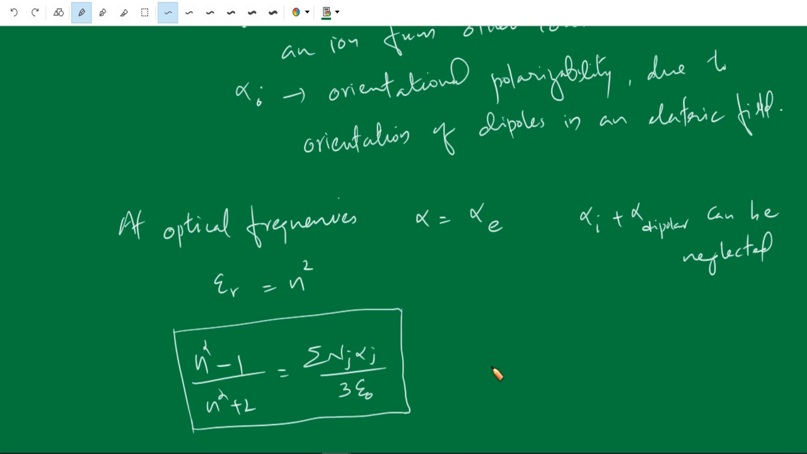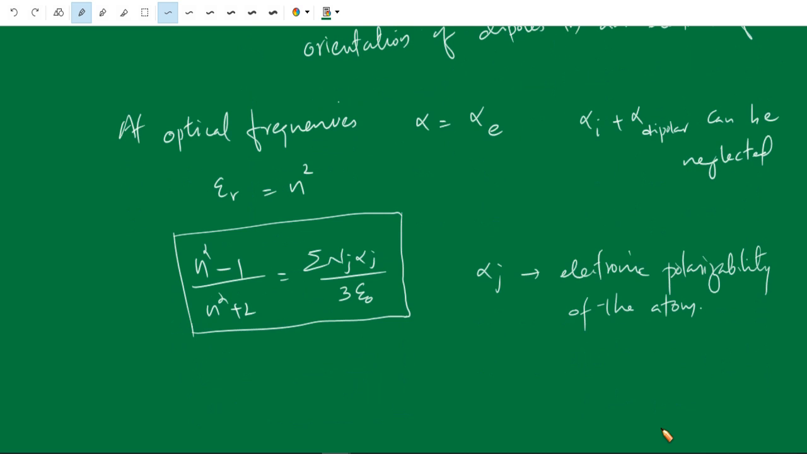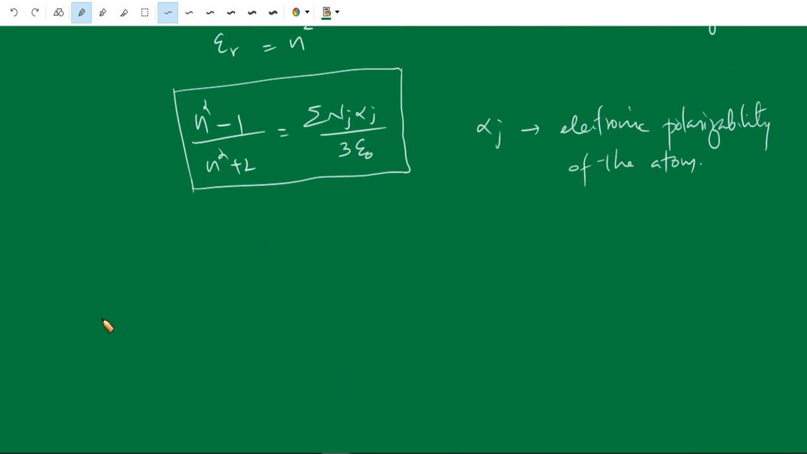Here alpha j is the electronic polarizability of the atom. Next we can talk about the electronic polarizability in detail.